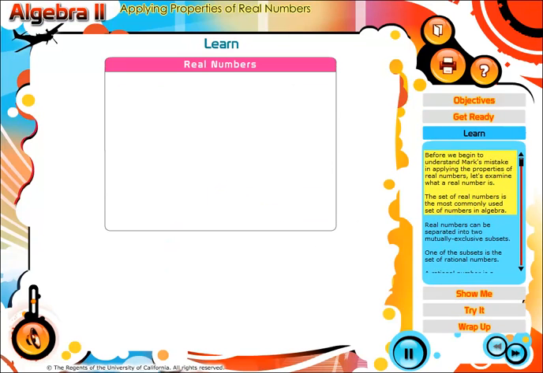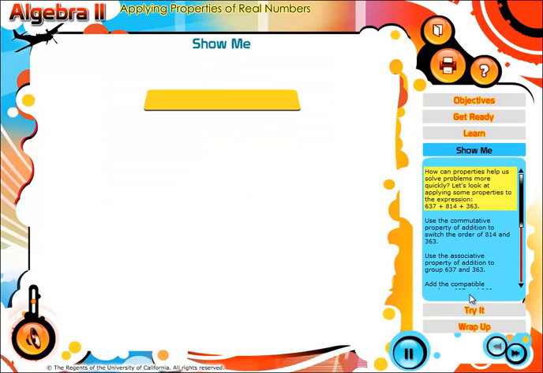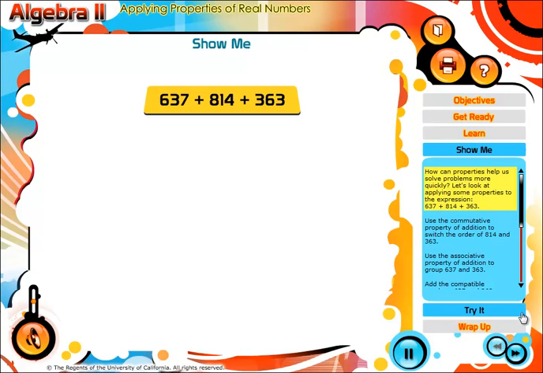Before we begin to understand Mark's mistake in applying the properties of real numbers, let's examine what a real number is. The set of real numbers is the most commonly used set of numbers in algebra. Real numbers can be separated into two mutually exclusive subsets. How can properties help us solve problems more quickly?